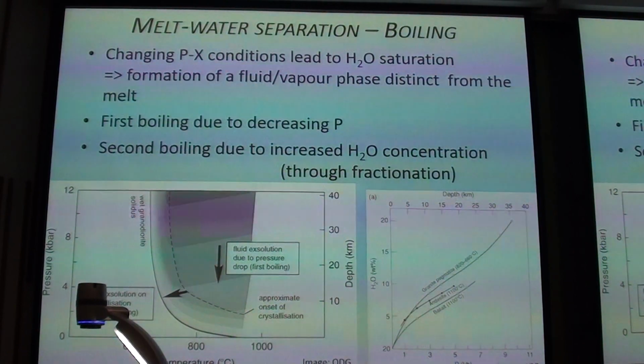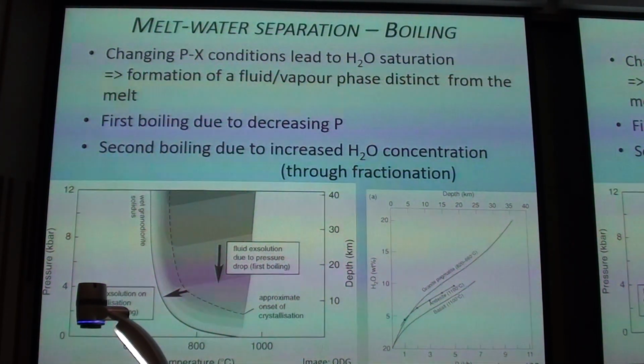However, in order to form ore deposits, we want to separate the magma and the water. And there are a couple of ways of doing that, and they are called first boiling and second boiling. First boiling occurs by decreasing the pressure, so Coca-Cola bottle type experiments. As you open the Coca-Cola, the pressure inside decreases and you exhaust the gas. Same thing happens here. If you place a magma body shallow in the crust, you reduce the pressure, and so you allow the water to exsolve and form fluids or vapor.